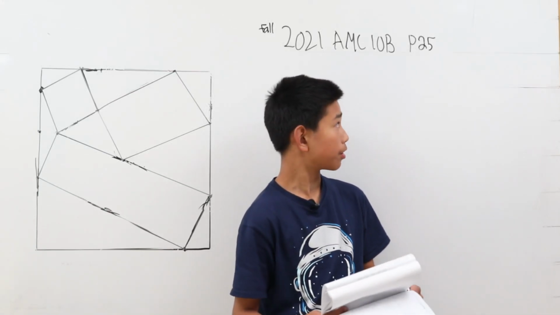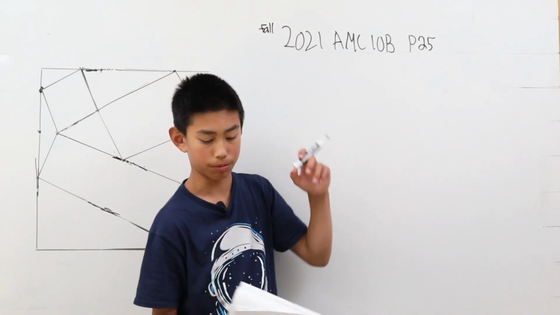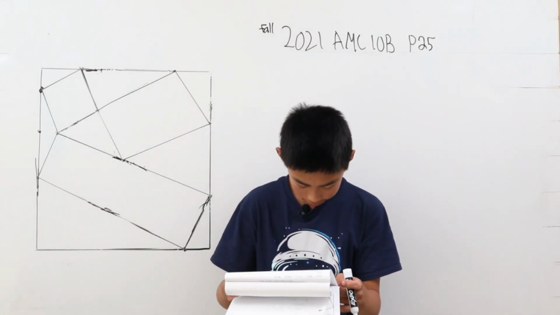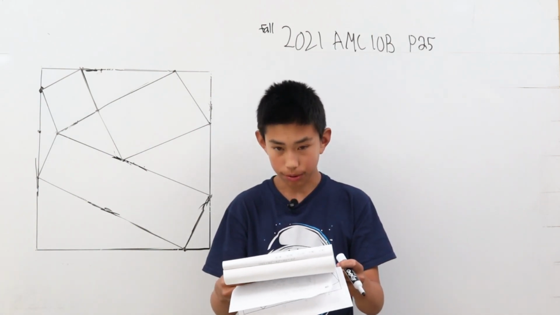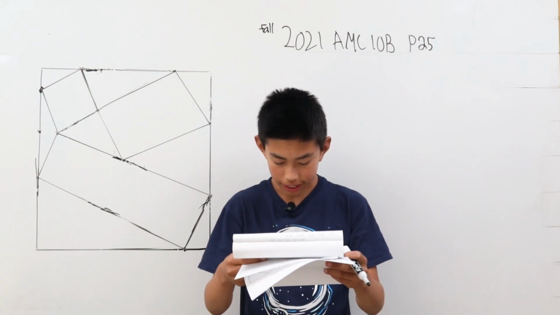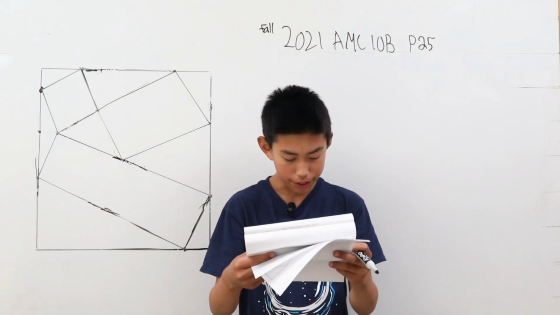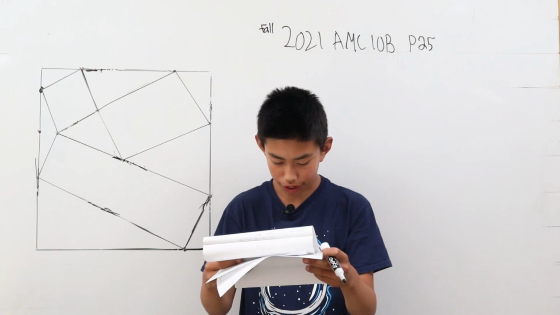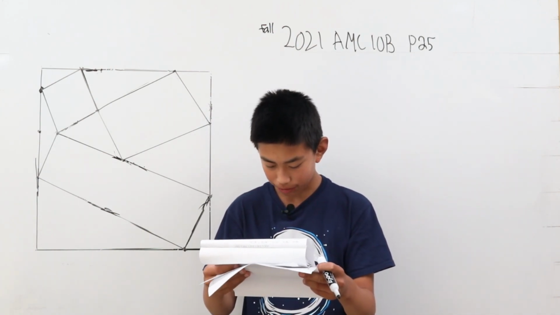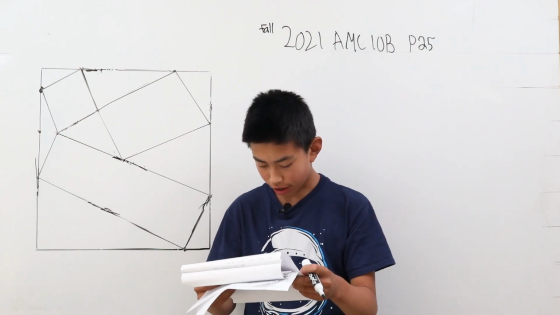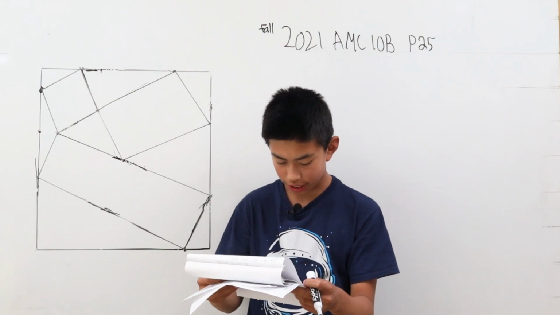Today, we're solving problem 25 from the Fall AMC 10B from 2021. A rectangle with side lengths 1 and 3, a square with side length 1, and rectangle R are inscribed in a larger square as shown. The sum of all possible values for the area of R can be written in the form m over n, where m and n are relatively prime positive integers. What is m plus n?